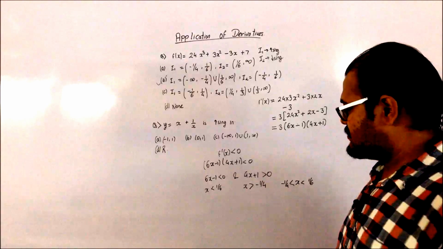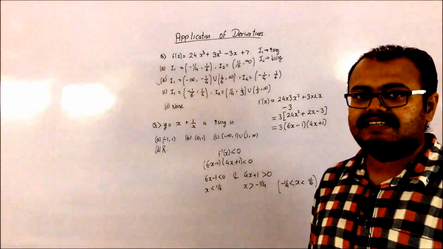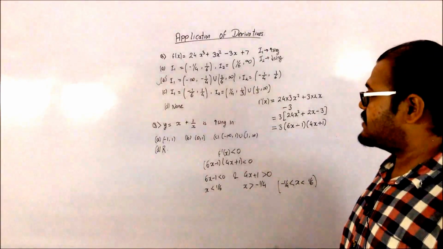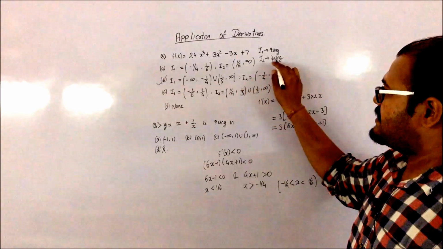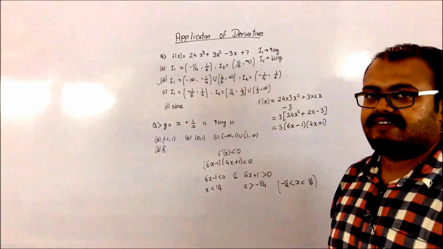So the only condition which will be satisfied for my function to be a decreasing function is this set of values of x. So you will see that my decreasing condition is x should be between minus 1 by 4 and 1 by 6.